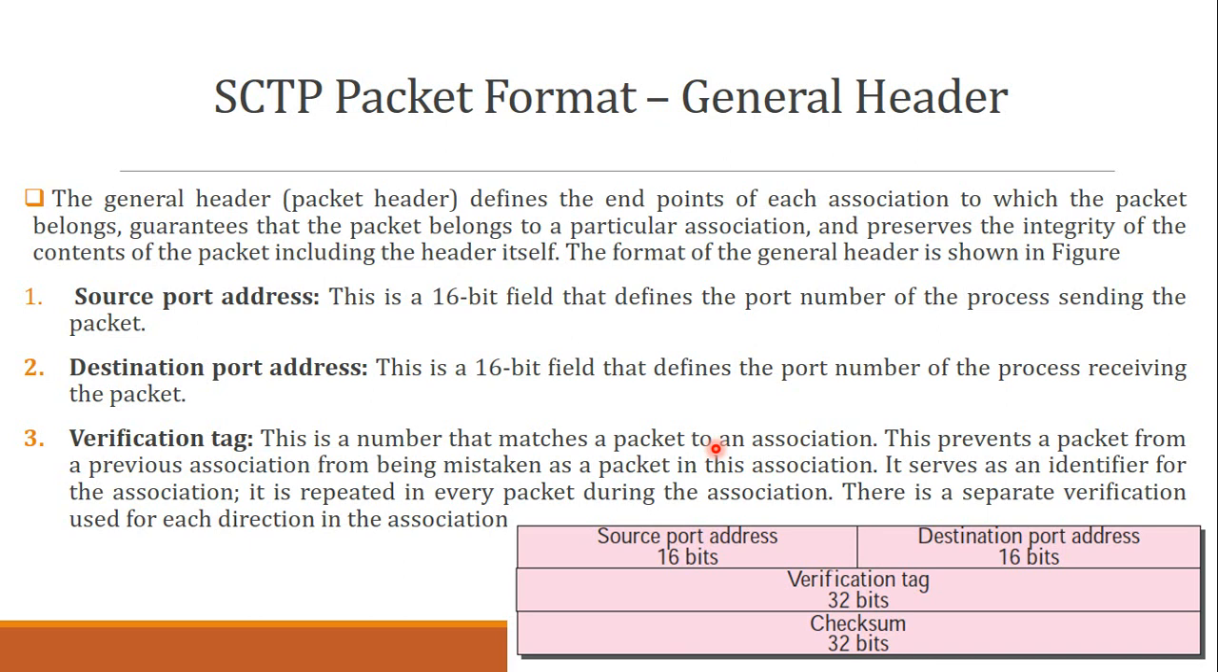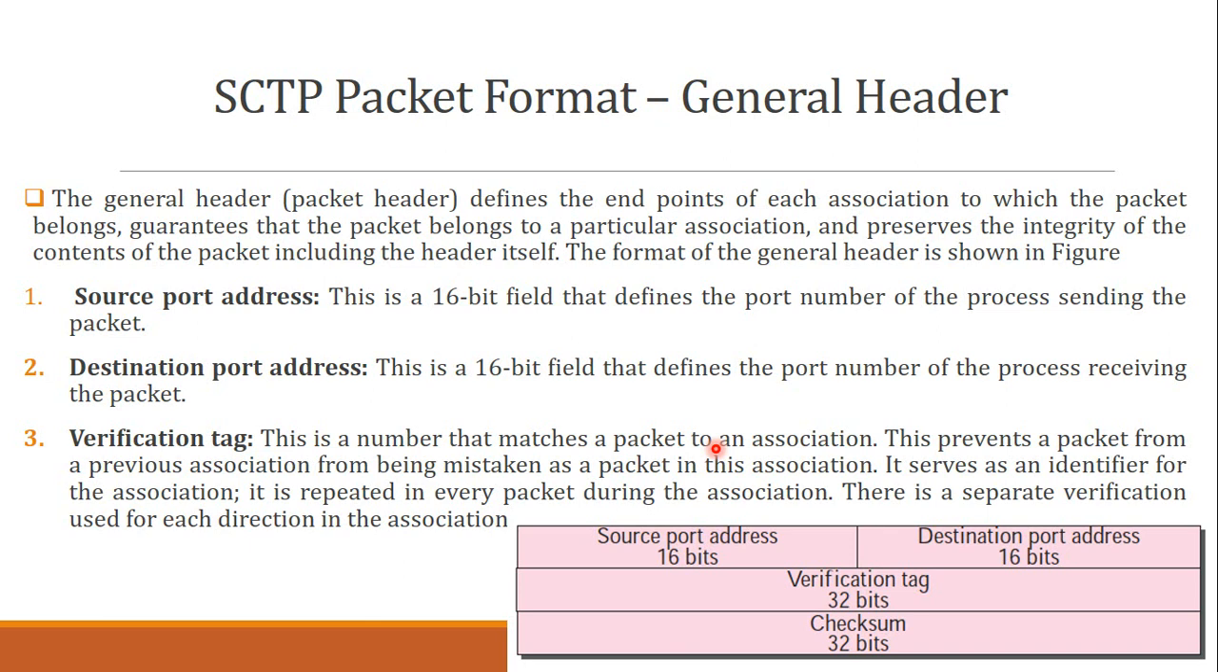Now, the format of the general header is as shown in the figure. If you look carefully, it is divided into four major categories. First one being the source port address of 16 bits, the next one being the destination port address of again 16 bits. Then we have a verification tag of 32 bits, and lastly we have a checksum of 32 bits.